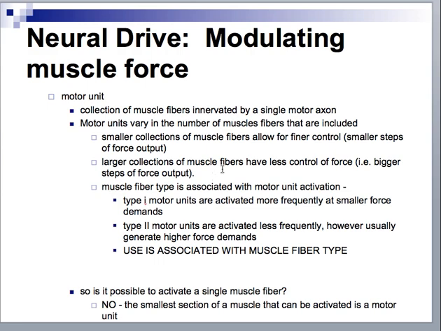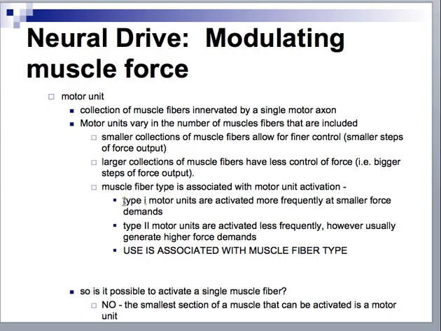So in the hand, for example, you'd expect to find motor units that have fewer myofibrils, and in the back muscles that have gross control for posture and things like that, you might have motor units with large numbers of myofibrils because they don't need as fine a control.